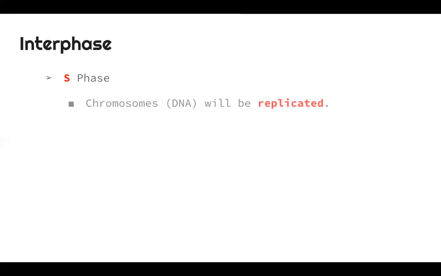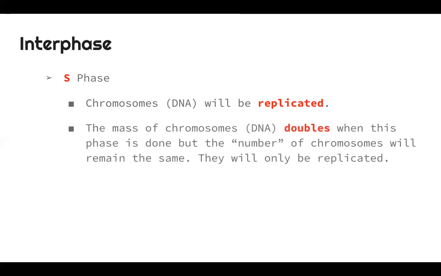During S phase, your chromosomes or DNA are going to be replicated. They're going to make a second copy of themselves. So your DNA, which is found in your nucleus, doubles during this phase. The number of chromosomes remains the same, but they are going to replicate themselves.